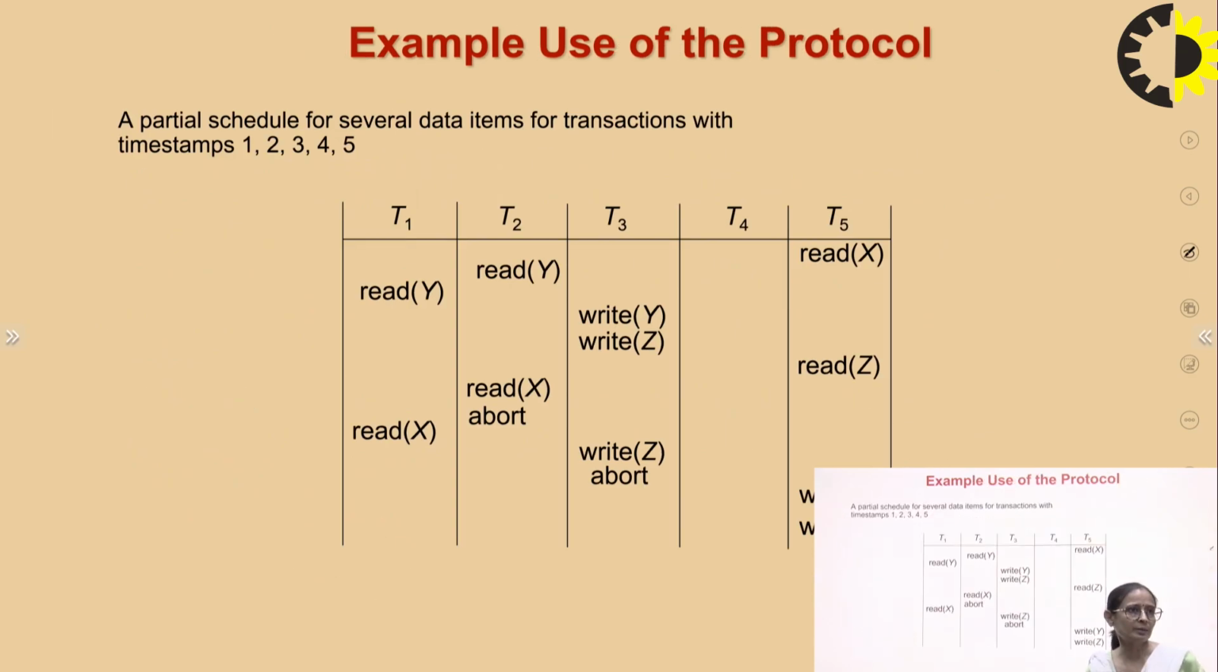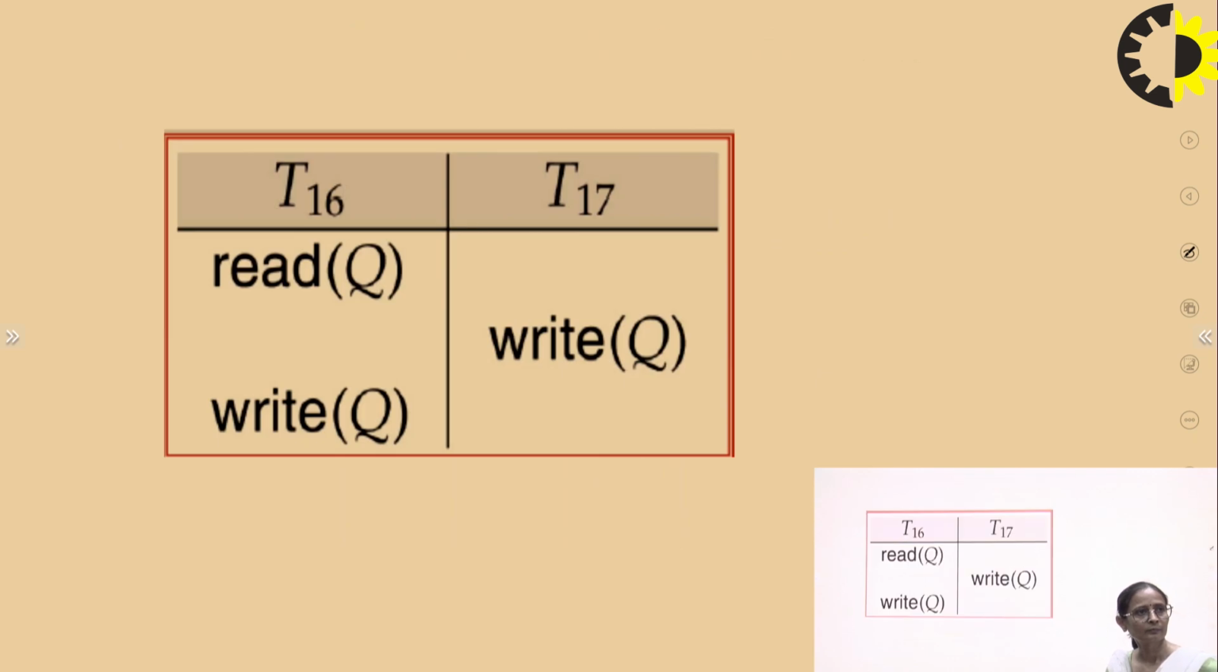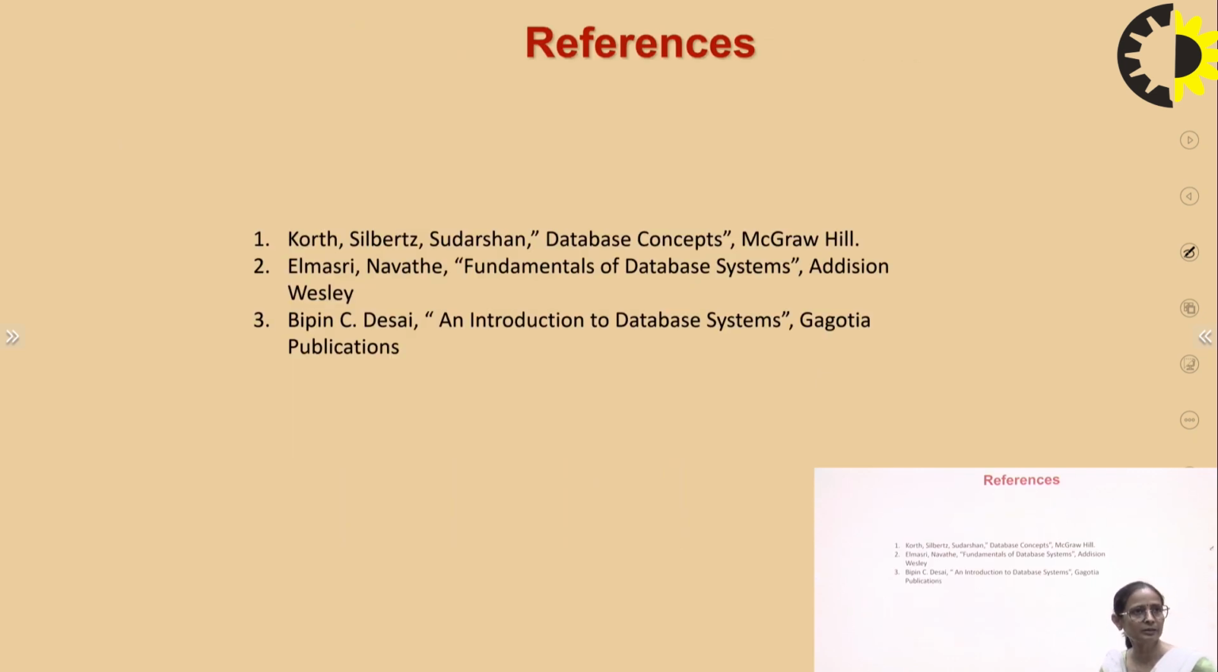Here is a partial schedule for the transactions T1, T2, T3, T4 and T5. And if you look here, what is happening? My timestamp based protocol is working. This is again the same case.